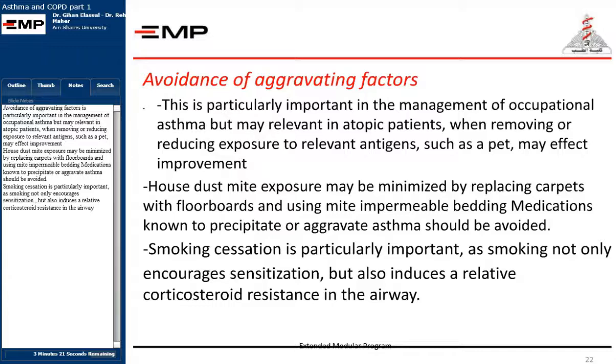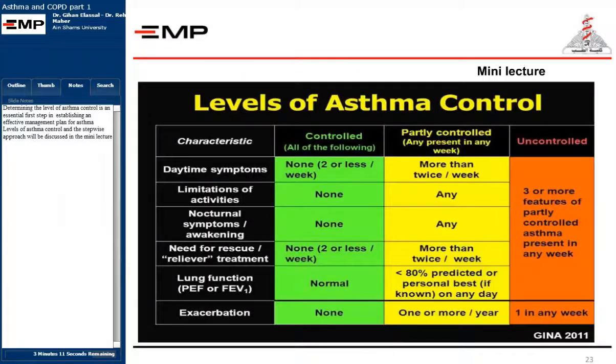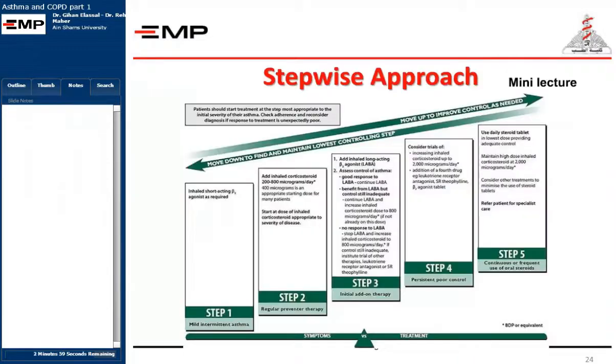Smoking cessation is particularly important, as smoking not only encourages sensitization, but also induces a relative corticosteroid resistance in the airway. Determining the level of asthma control is an essential first step in establishing an effective management plan for asthma. Levels of asthma control and the stepwise approach will be discussed in the mini-lecture.